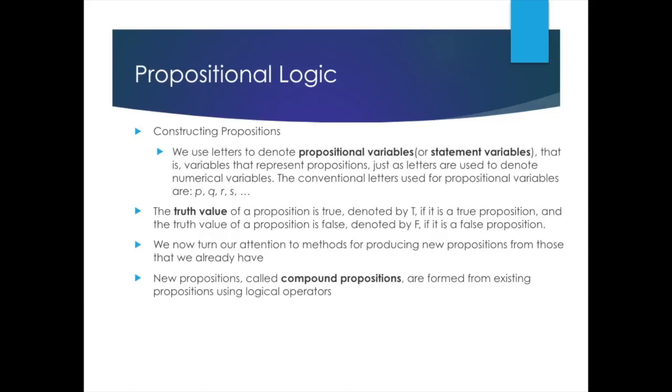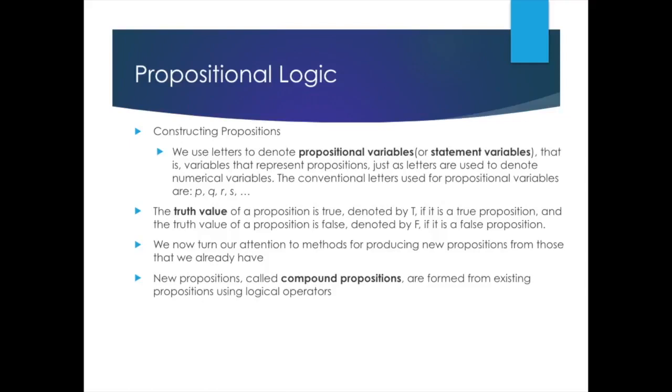Now with propositional logic, we need to know how we can construct a proposition, how we can make one out of nothing. So we need 3 things. The first one, we need letters to denote those propositions, and normally we use the letters P, Q, R, and S. If you are not happy with those letters, you can use something else. The second thing is the truth value, because a proposition is true or false. If the proposition is true, we denote it by the letter T, and if it's false, we denote it by F.